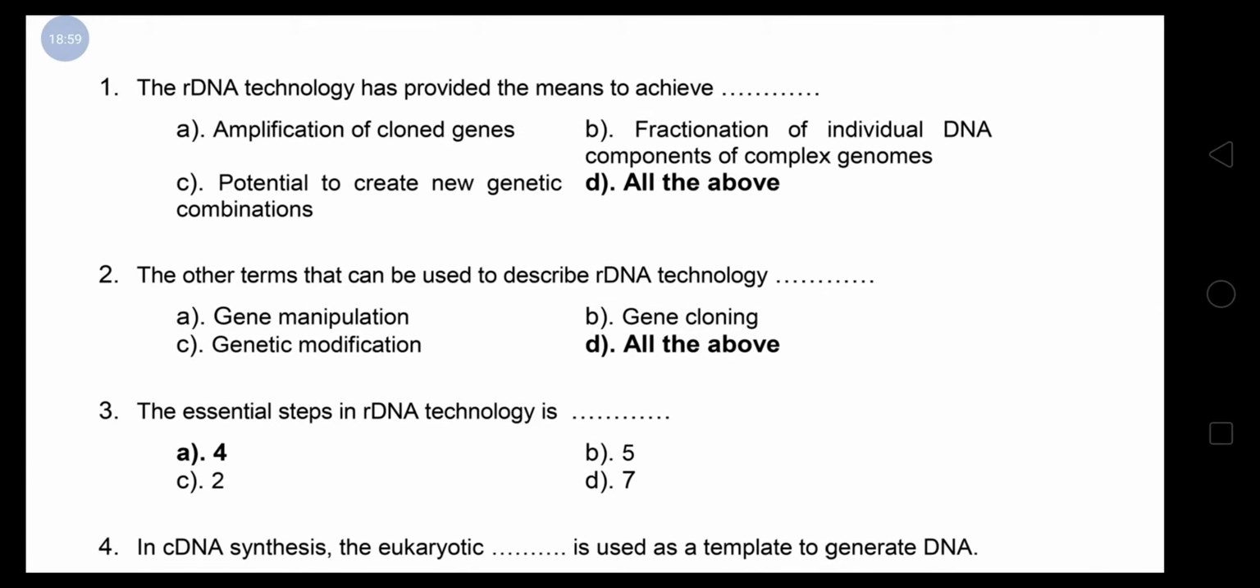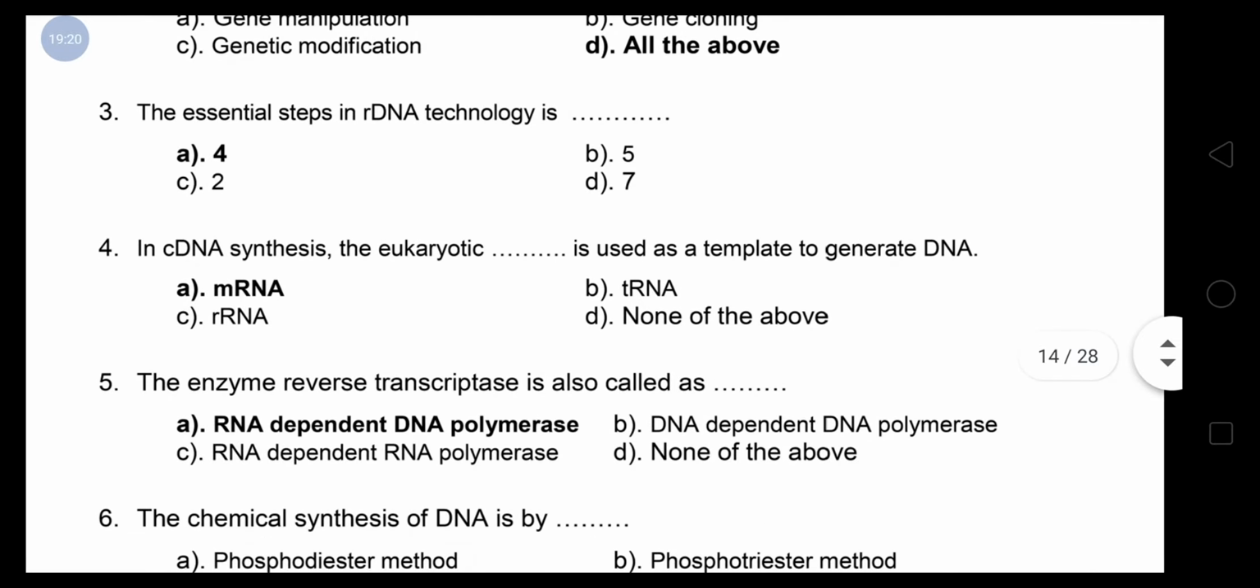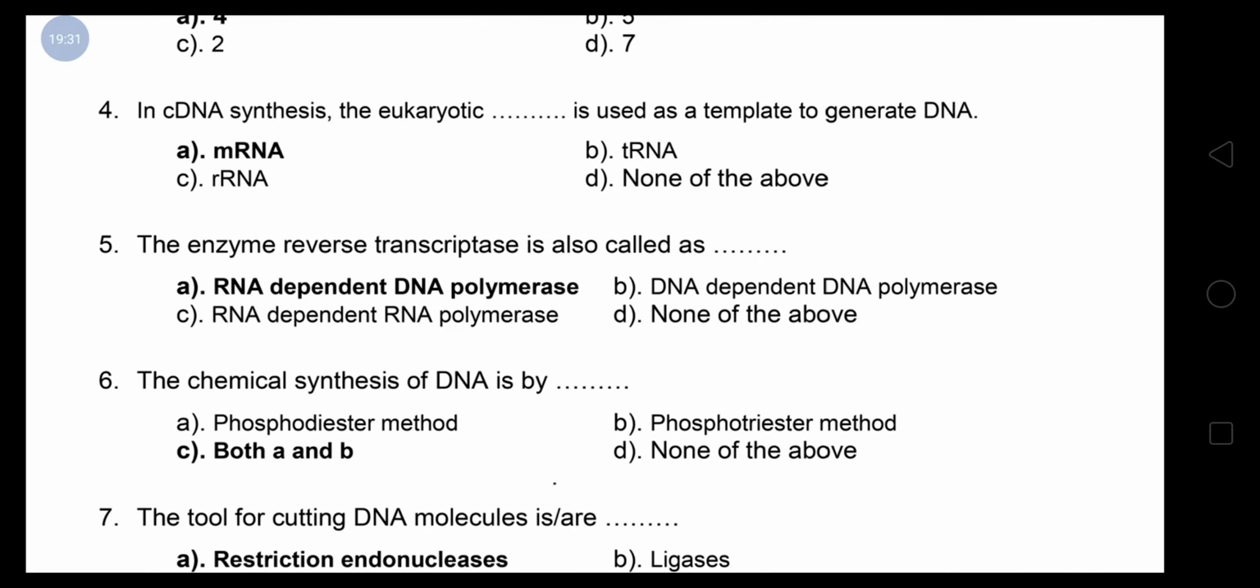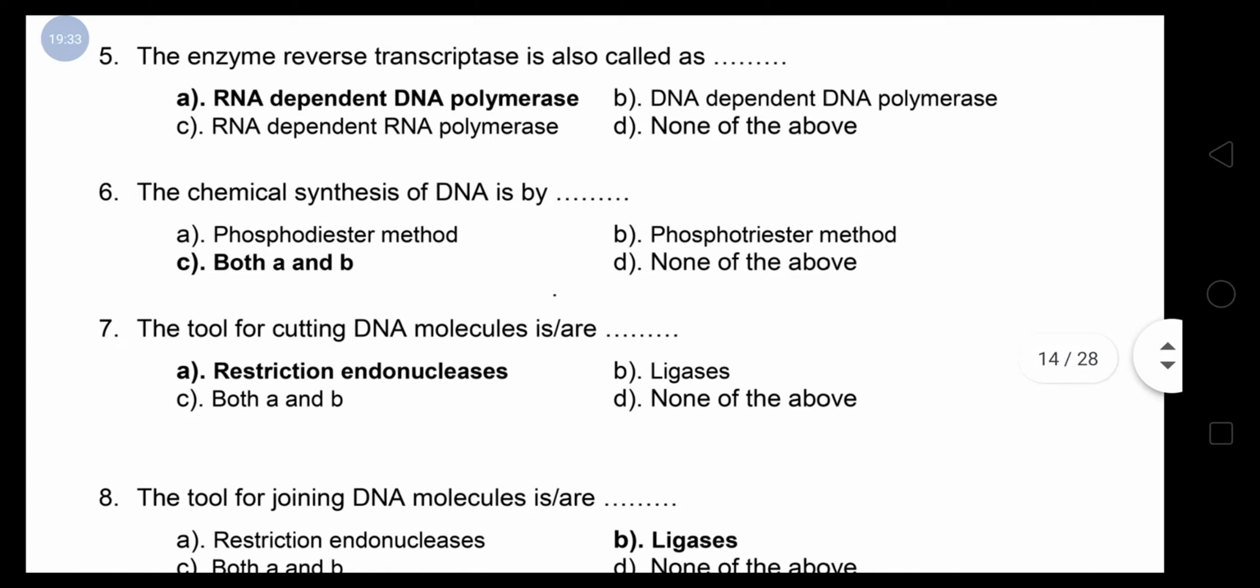rDNA technology has provided the means to achieve amplification of cloned genes, fractionation of individual DNA components of complex genome, then potential to create new genetic combinations. Other terms that can be used to describe rDNA technology are gene manipulation, gene cloning, and genetic modification. Essential steps in rDNA technology are for cDNA synthesis. The eukaryotic mRNA is used as a template to generate DNA. Enzyme reverse transcriptase is also called RNA dependent DNA polymerase.